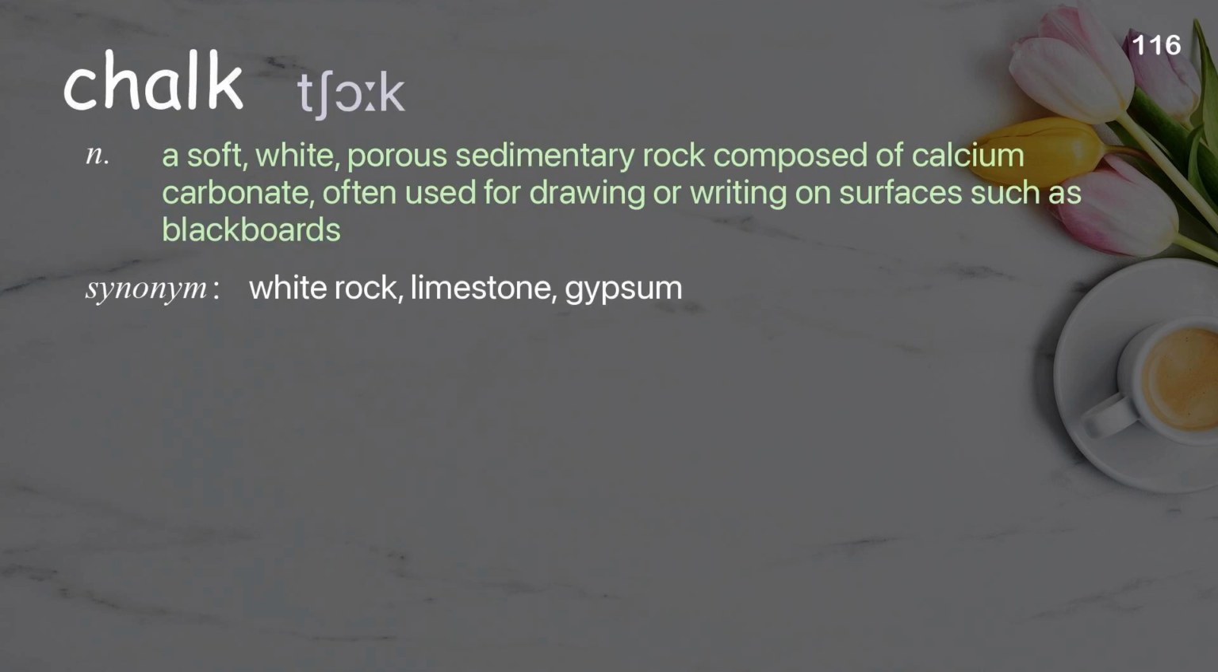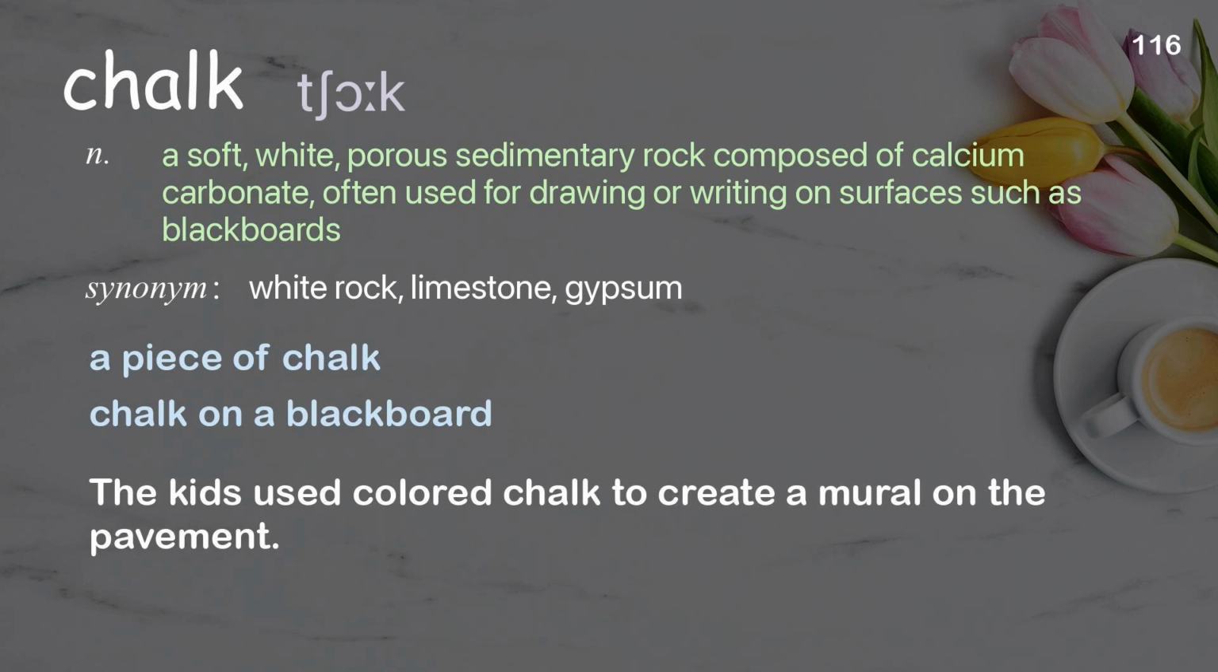Chalk: a soft, white, porous sedimentary rock composed of calcium carbonate, often used for drawing or writing on surfaces such as blackboards. Examples: a piece of chalk, chalk on a blackboard. The kids used colored chalk to create a mural on the pavement.